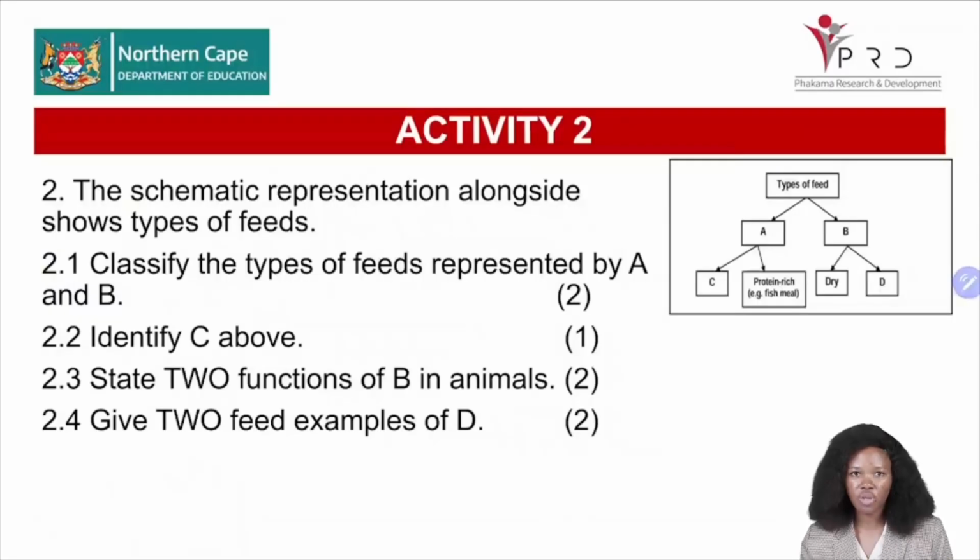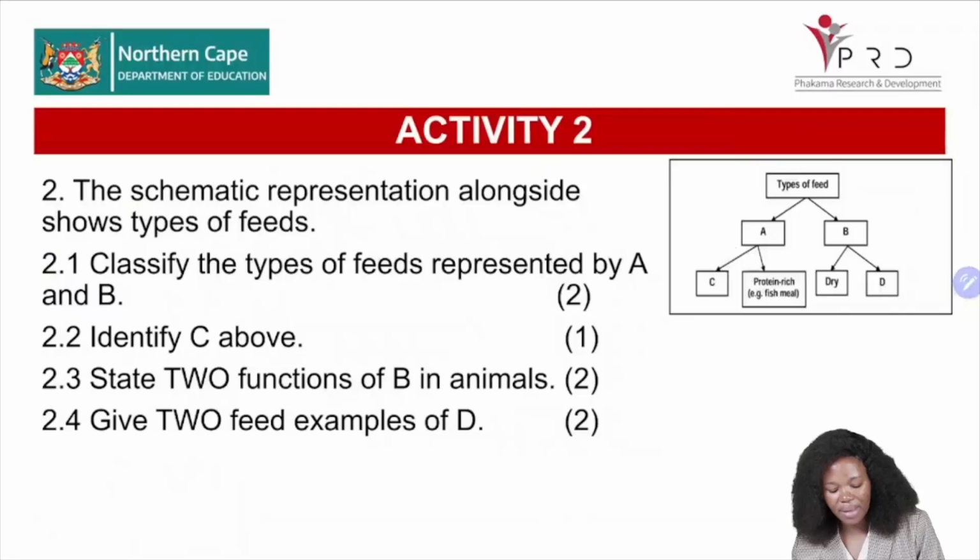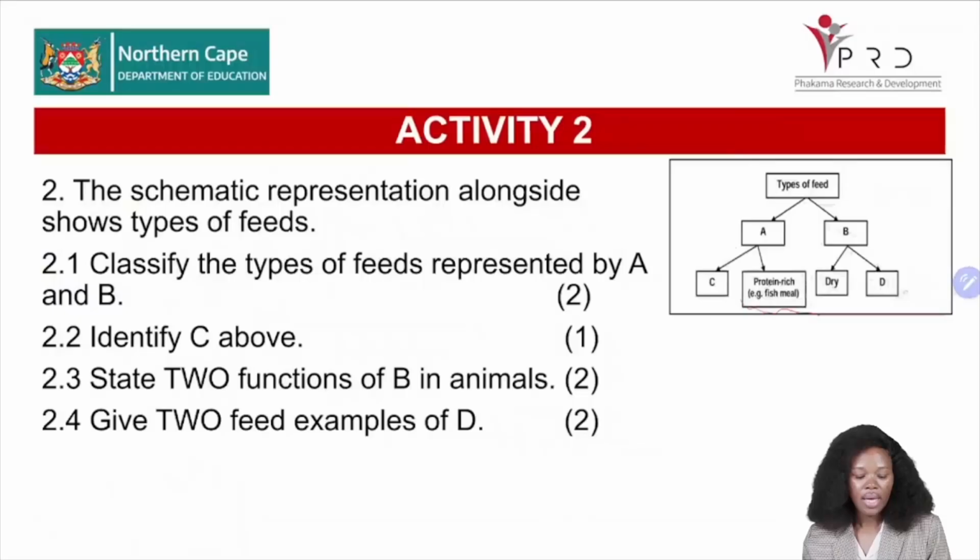Right, we have types of feed. We have A and then we have B. In A, it is components. There is C and another component right here. It is protein rich, and an example of this component that is protein rich is fish meal. When it comes to B, we have a component that is dry and then another one that is labeled D, right? Now let us go through the questions.